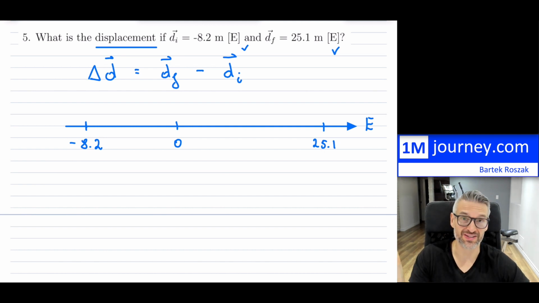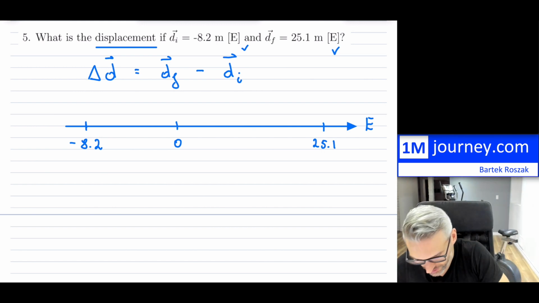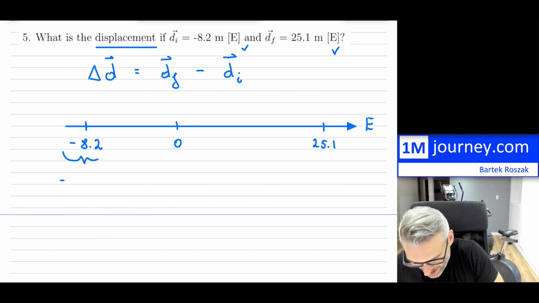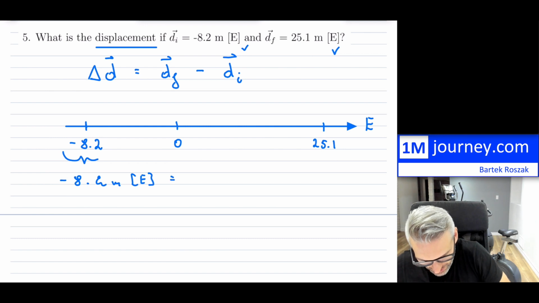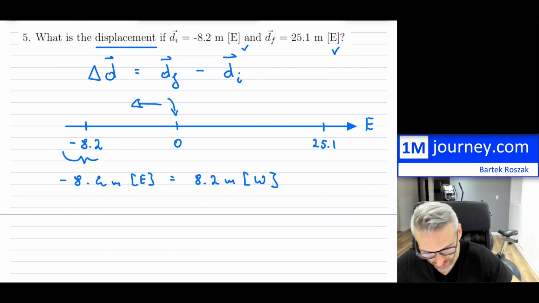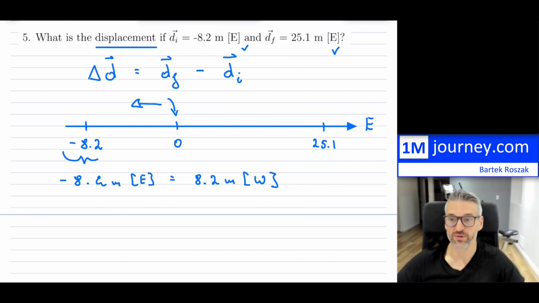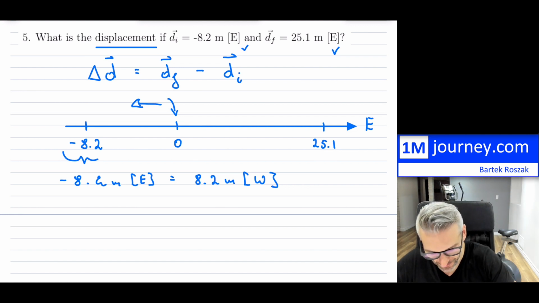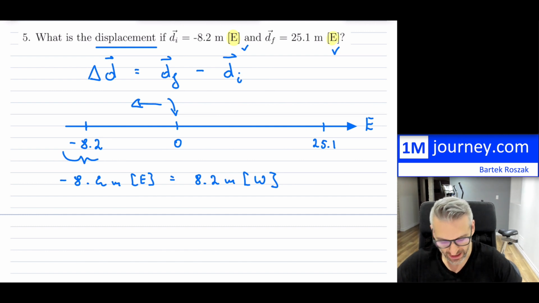And if it's negative, it just means it's the opposite vector. So if you write negative 8.2 meters east, this is the same thing as saying 8.2 meters west. If your origin is starting here, you have been walking west over here. So these two are equivalent, which is why I put negative 8.2 on the other side. Now when you're doing the displacement, please make sure your directions are aligned. I cannot use west and east together; I would have to switch them back.